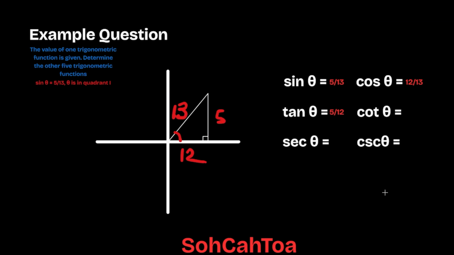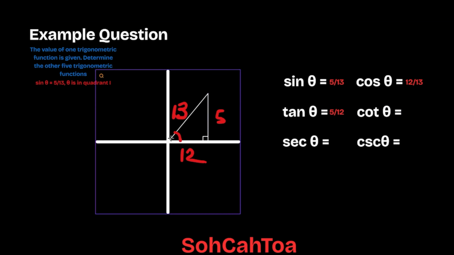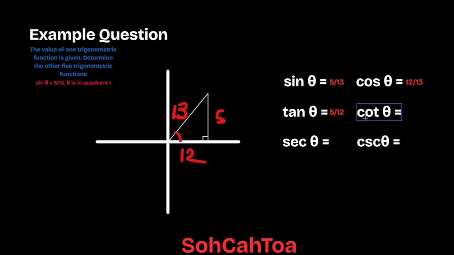Now, we already know we can get these three values just by flipping these numbers, but we'll go ahead and find the cotangent value using our graph, and then we'll do that for the other two. So cotangent is the reciprocal of tangent. So we look at our tangent and we flip them. Adjacent over opposite, which is going to be 12 over 5.